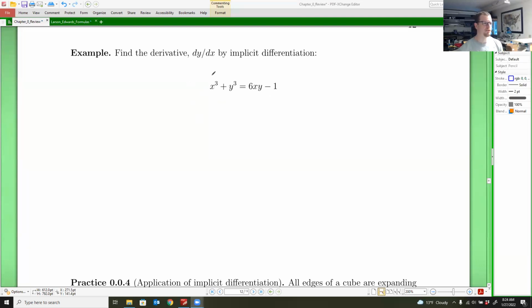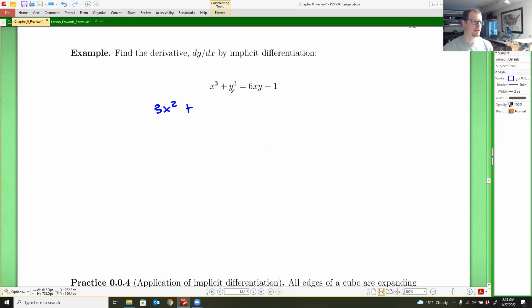So here is our relation, right? This is not actually a function, I don't believe. I would have to double check on that, but what we can do is find dy/dx, and it may depend on y as well, which is perfectly fine. So when it comes to taking the derivative of x cubed, that's not a problem. We did that before and found that to be 3x squared.